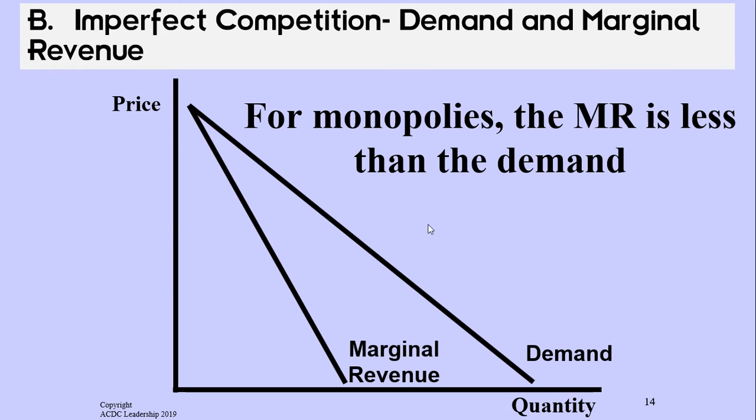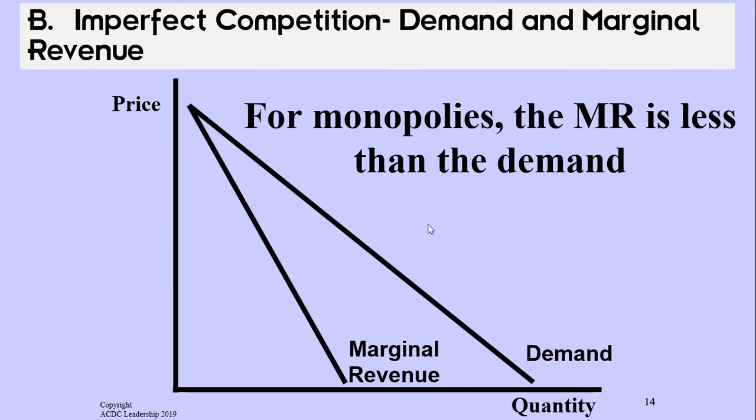So draw this. I do want you to draw this graph in your notes. Get very familiar with it because you're going to be drawing it a lot. This is what the graph for monopoly looks like. So we've got our usual things, price and quantity. We have a downward sloping demand curve. However, now we have a separate downward sloping marginal revenue curve.